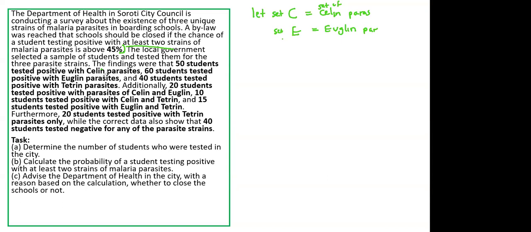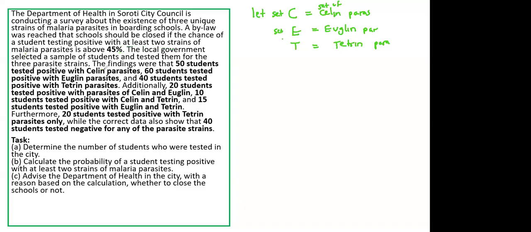And then this is 1, 2. Then the other one is T, which is the tetrine parasite. That is the first thing. First, identify the variables we are going to use. Now, after identifying, we go back and start interpreting statement by statement.